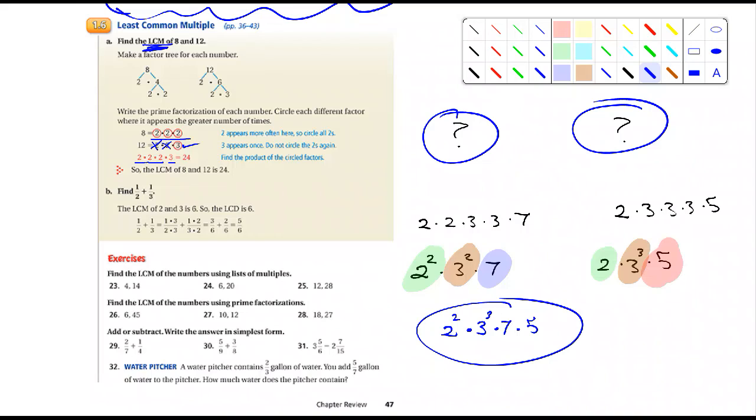All right. So, let's go back to this. Find the least common multiple of the numbers using list of multiples. So I'm just going to scratch that out. And you want to find the least common multiple. How you do it, again, is up to you. 26, 27, 28, find the least common multiple. Again, how you do it is up to you. And then finally, it says add or subtract, write the answer in simplest form.